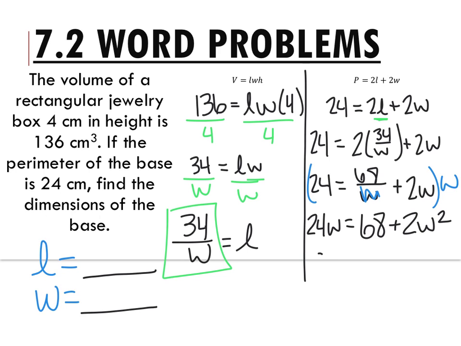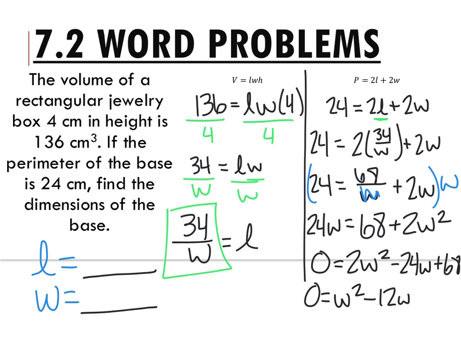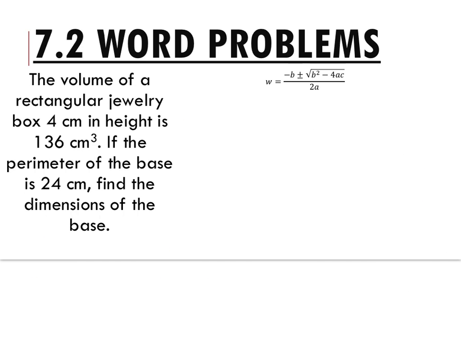If I get everything equal to 0, and I write it in the correct order, I have minus 24W. Be careful. Plus 68. Guess what? All of those things are divisible by 2. So W squared minus 12W plus 34. Now I wish I could tell you that there was something that multiplies to give you 34 and adds to give you negative 12, but again, alas, there are not. Hence why we must use the quadratic formula.